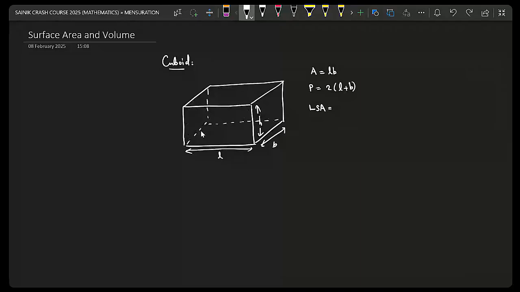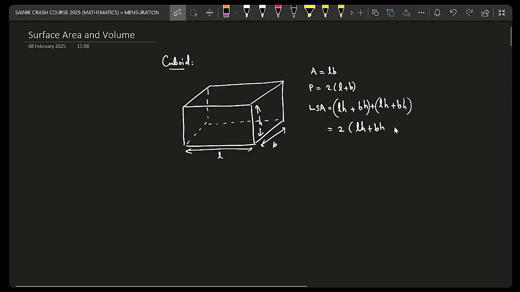So the first wall is a rectangle, L into H. Second wall, BH. Third wall, LH. Last one, BH. This LH plus BH is repeated twice, so we can write 2 times (LH plus BH). And you can take H common again. That is 2 into (L plus B) into H. So this is the lateral surface area of the cuboid formula.